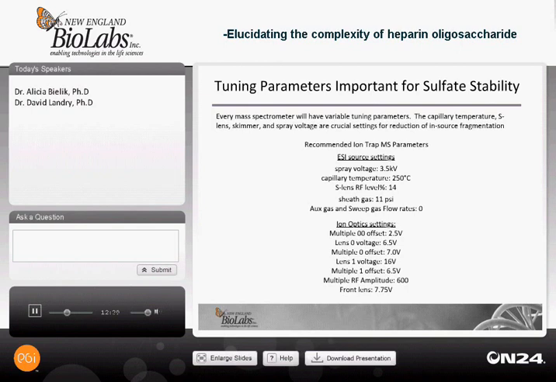The recommended ion trap mass spec parameters for the ion trap used in this presentation include all of the parameters shown below, and I'd like to highlight the 3 that were of most importance: the spray voltage, which was 3.5 kilovolts, the capillary temperature, which was 250 degrees Celsius, which I would note is typically lower for heparin sulfated oligosaccharides than it is for other molecules. And in the case of this ion trap, an S-lens, which had a level of 14. This is also similar to a skimmer. Many mass spectrometers have different ion optic settings that need to be looked at on a case-by-case basis.